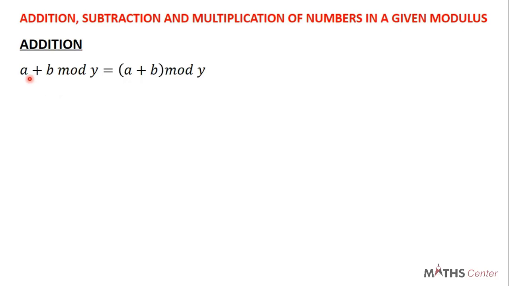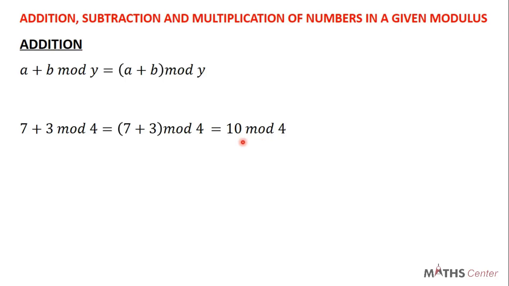If we have a plus b mod y, it is equal to (a plus b) mod y. So for example, 7 plus 3 mod 4 is equal to (7 plus 3) mod 4. 7 plus 3 will give us 10. So 7 plus 3 mod 4 will give us 10 mod 4.